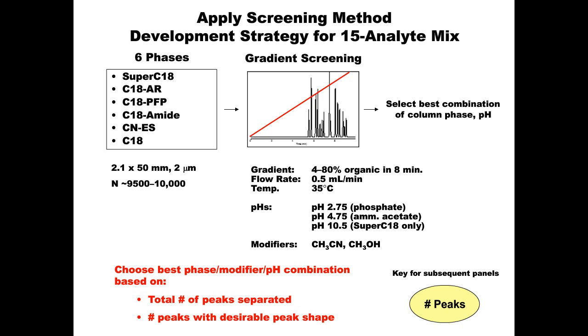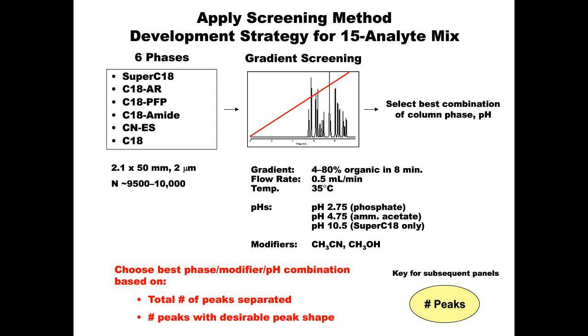In this case, we used a 4 to 80% gradient in 8 minutes, 35C, half a mil a minute, and we used 2.7 and 4.75 phosphate and ammonium acetate, respectively. And for the broad range pH column, we also did a run or two at pH 10.5 using ammonium hydroxide.